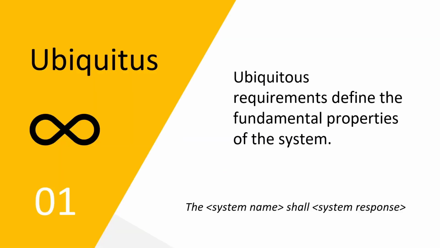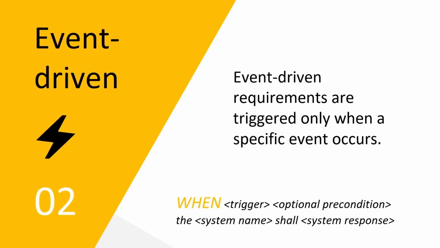The first are ubiquitous requirements. They define the fundamental properties of the system. They are always applicable and ensure that certain basic functionalities are always present and operational. For example, the system name, shall, system response. Next, we have event-driven requirements. They are triggered only when a specific event occurs. This means that these actions happen solely in response to a particular trigger. For example, when trigger, optional precondition, the system name, shall, system response.